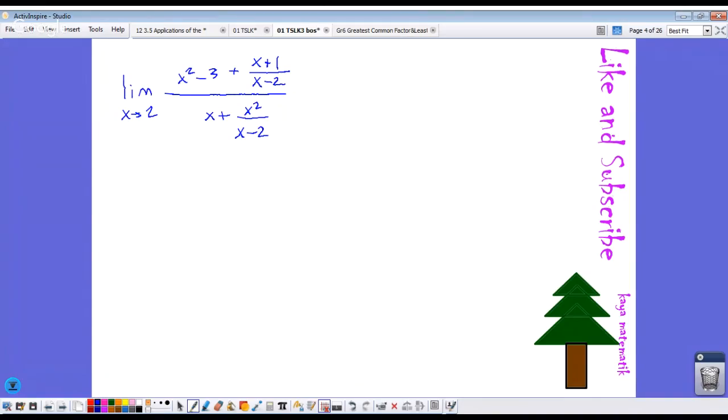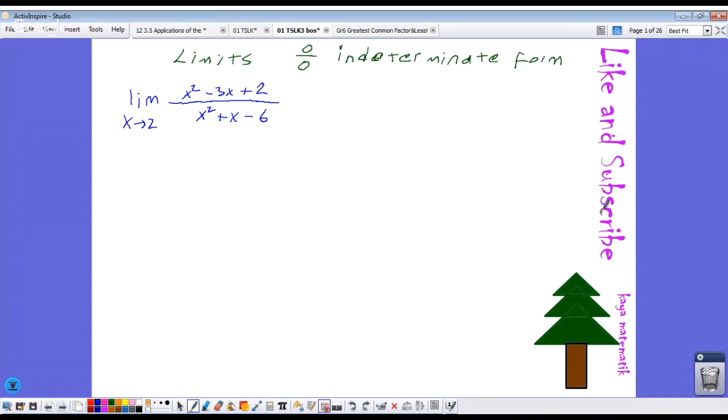Hi guys, in this video I will solve four examples about the limits indeterminate form 0 over 0. So here is the first example. Before we start that, the first thing that you should do in every limit question is check what happens when you put this value in the given rule.